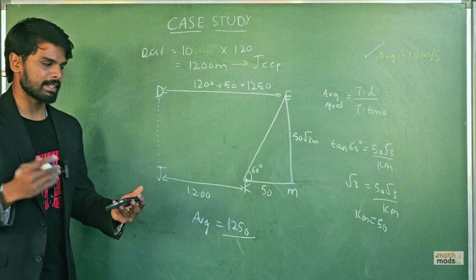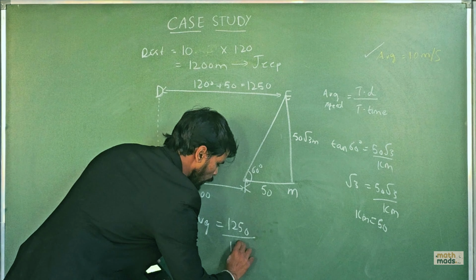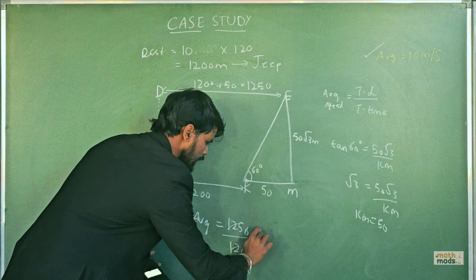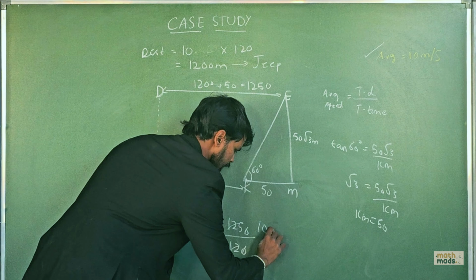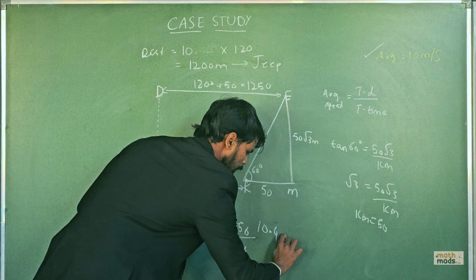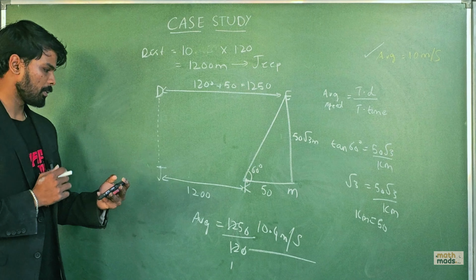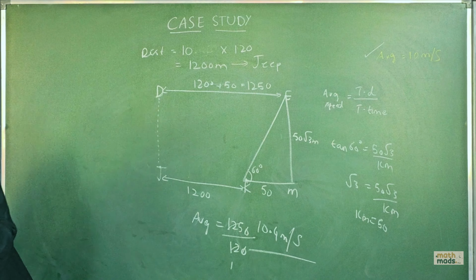Let me express that in seconds. So now I have the time to be equal to 120 seconds, right? The 0 and 0 cancel, 12 ones and 12 tens are. If I take a decimal point, 10.4 meters per second. This is the average speed. Now, moving on to the next question.